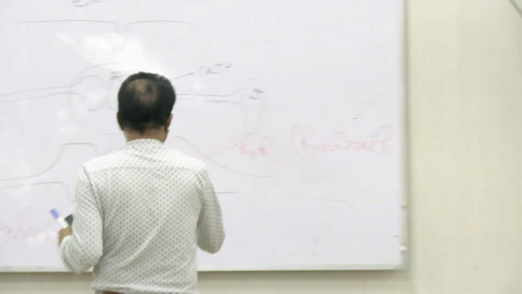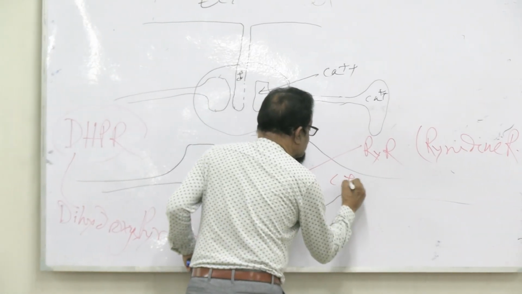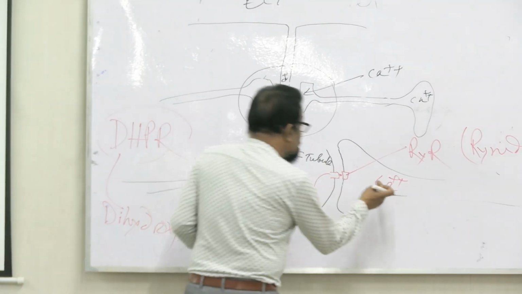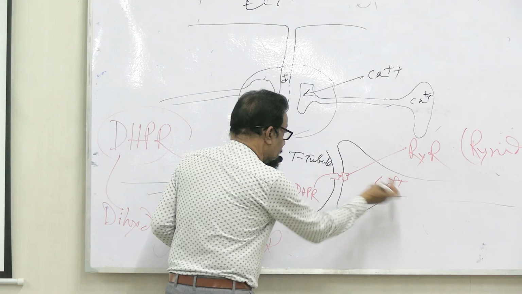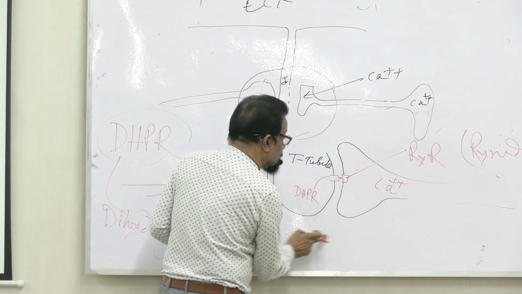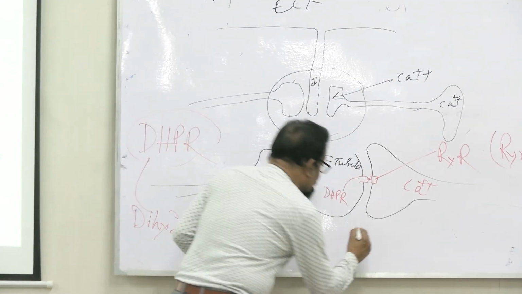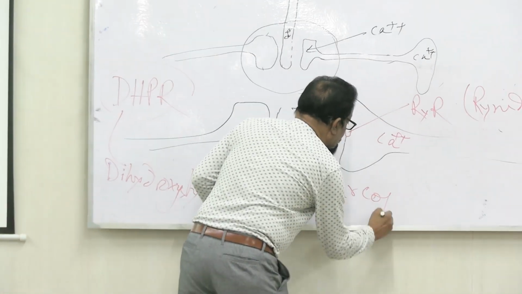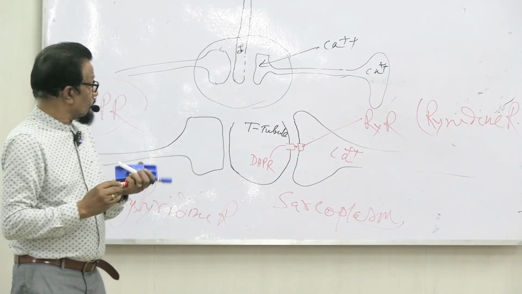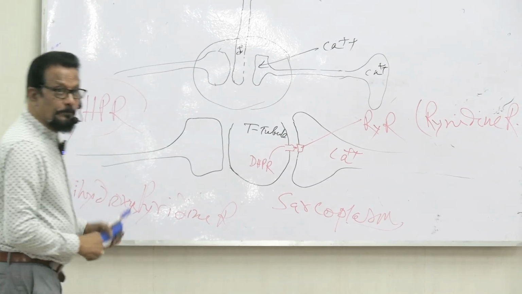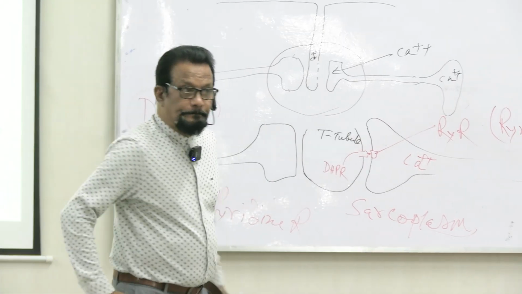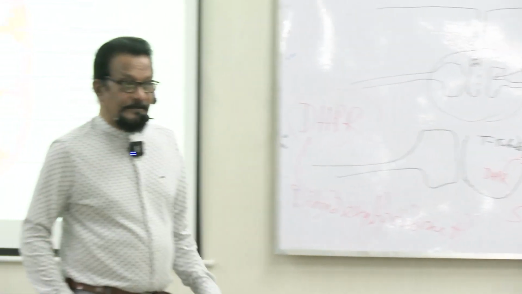Within this, we said there are a lot of calcium ion. So this is the route. When this will be opened, this calcium ion can be released within the sarcoplasm. So this part is sarcoplasm. What is this receptor? Dihydropyridine receptors.